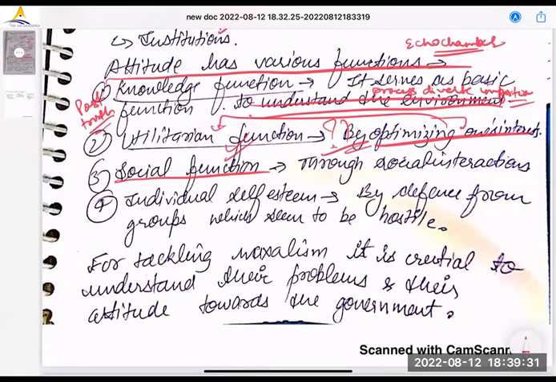Social function through social interactions. Again, the justification part of the function is not very clear. Either write a small example, then it will be understood. Individual self esteem by defense from groups which seek to be hostile. Okay. Or from counter attitudinal information.